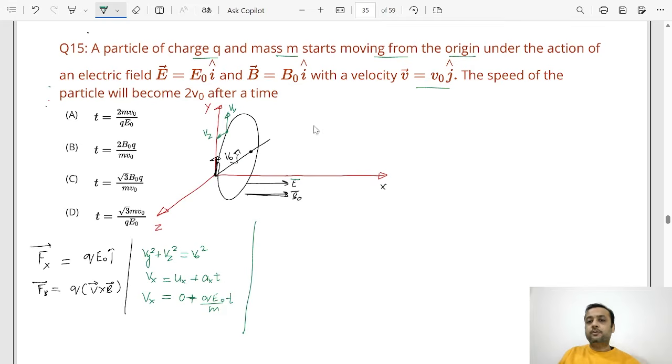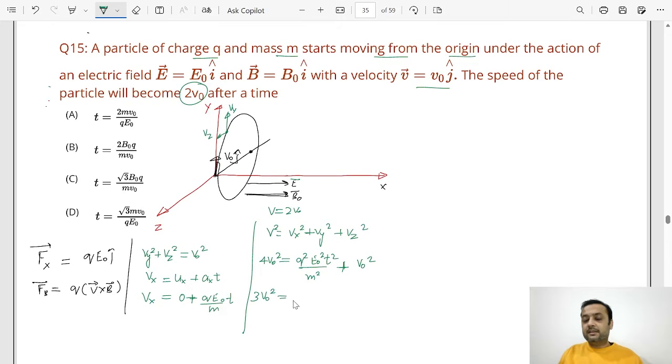And what do you want? You want the net speed to become 2v naught. The net speed squared, v square, will be vx square plus vy square plus vz square, that we know. So if you put v as 2v naught, this will become 4v naught square. vx square will become q square E naught square t square upon m square, right? And vy square plus vz square will be v naught square. Now you can bring this to the other side, so this will become 3v naught square, which equals q square E naught square upon m square into t square.